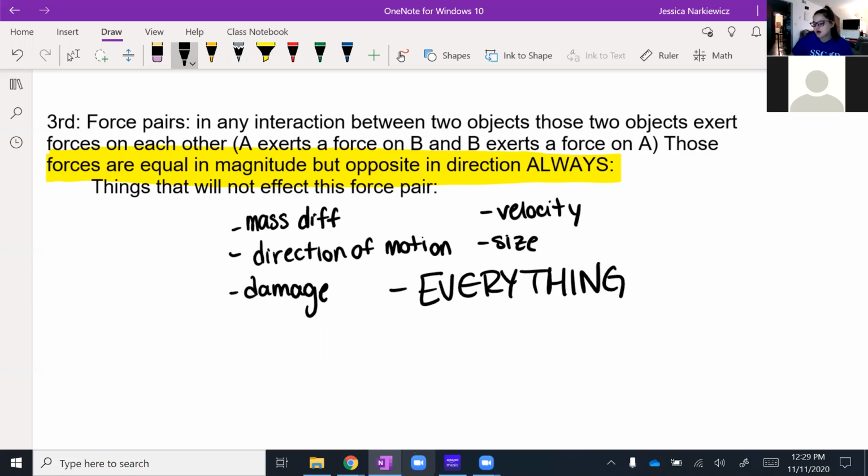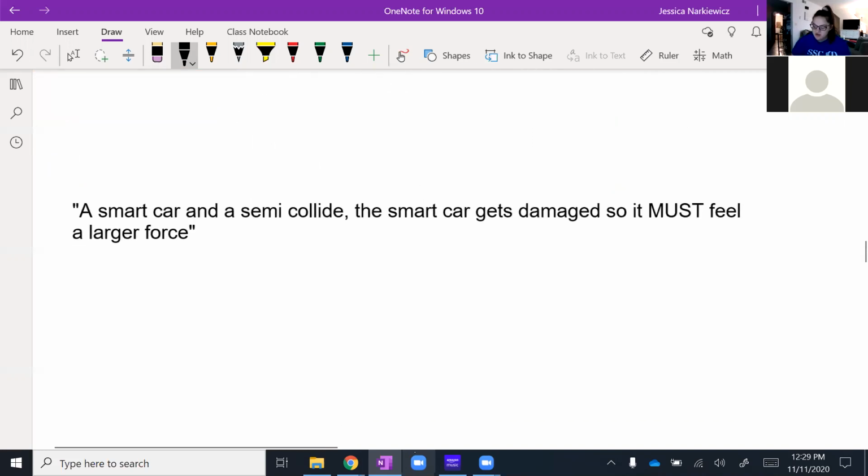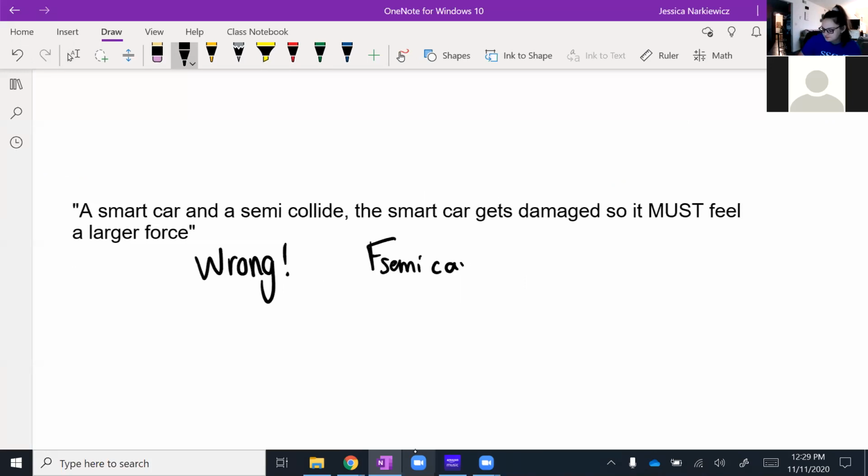Okay. So some people might think, oh, well, when a smart car and a semi collide, the smart car gets damaged, so it must have felt a larger force. Really common misconception, but that is wrong. The force of the semi on the car is equal to the force of the car on the semi.